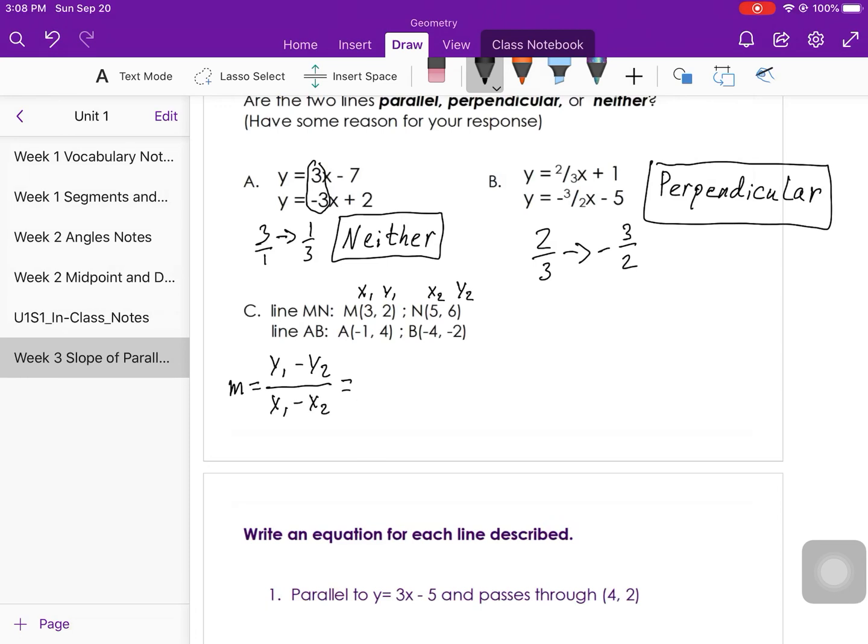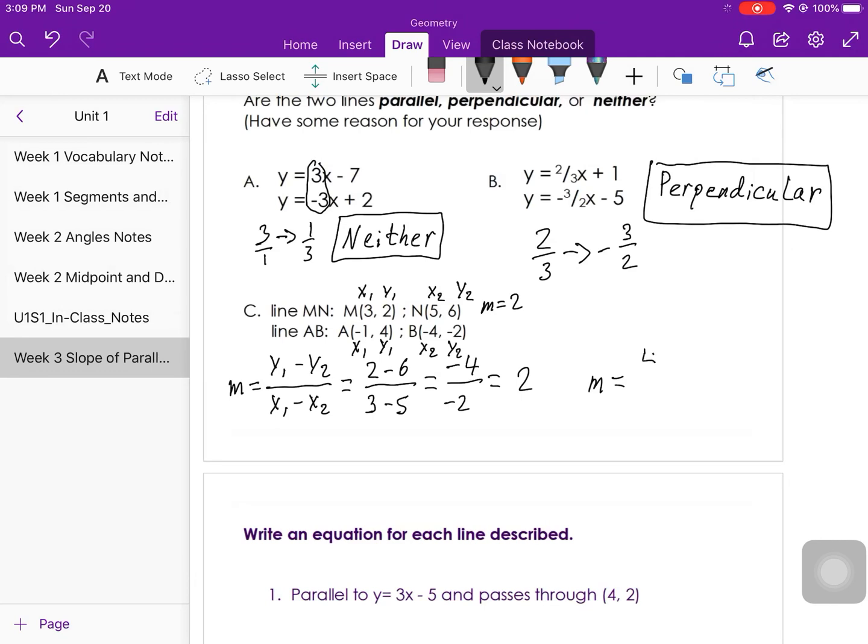So for the top line, our y1 is 2 minus 6, and then we have 3 minus 5. So 2 minus 6 is going to give us negative 4. Then on the bottom, 3 minus 5 is going to give us negative 2. When you take negative 4 and divide it by negative 2, you get positive 2 as the slope. So for this top line, m equals positive 2. Now we're going to go ahead and do that exact same thing, but now this is our x1, y1, this is our x2, y2. There's a lot of negatives here, so we definitely want to be careful.